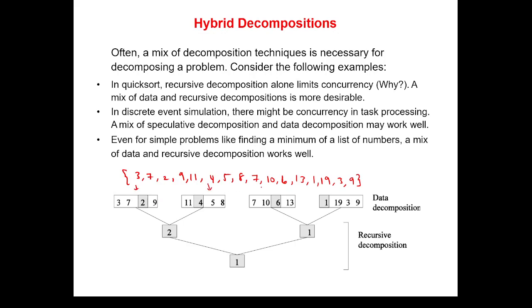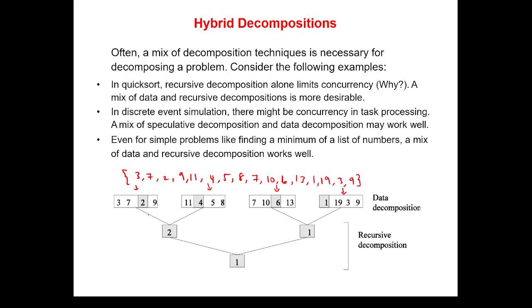Okay, and then 7, 10, 6, 13 kat sini. Set lah 4, 4. Okay, 1, 9, 3, 9 kat sini. Okay, so apa yang kita buat, kita dah decompose, kita pecahkan list tu menggunakan recursive punya decomposition technique. So kita ambil recursive, kita ambil minimum.